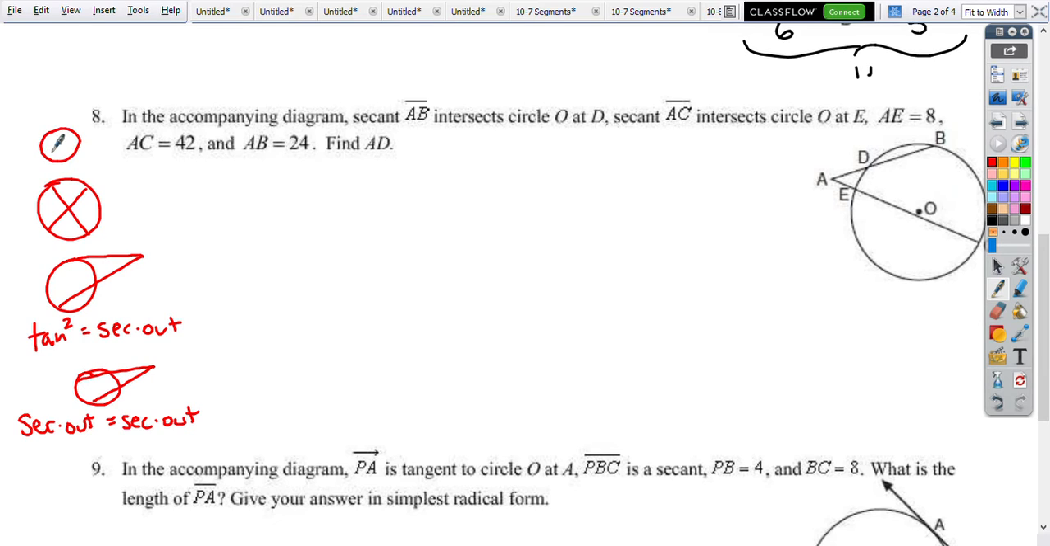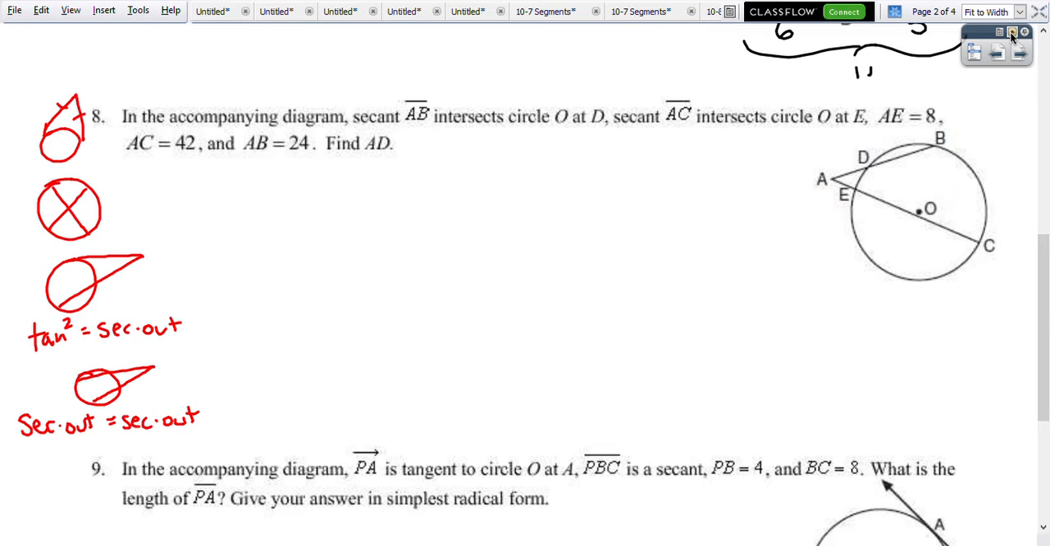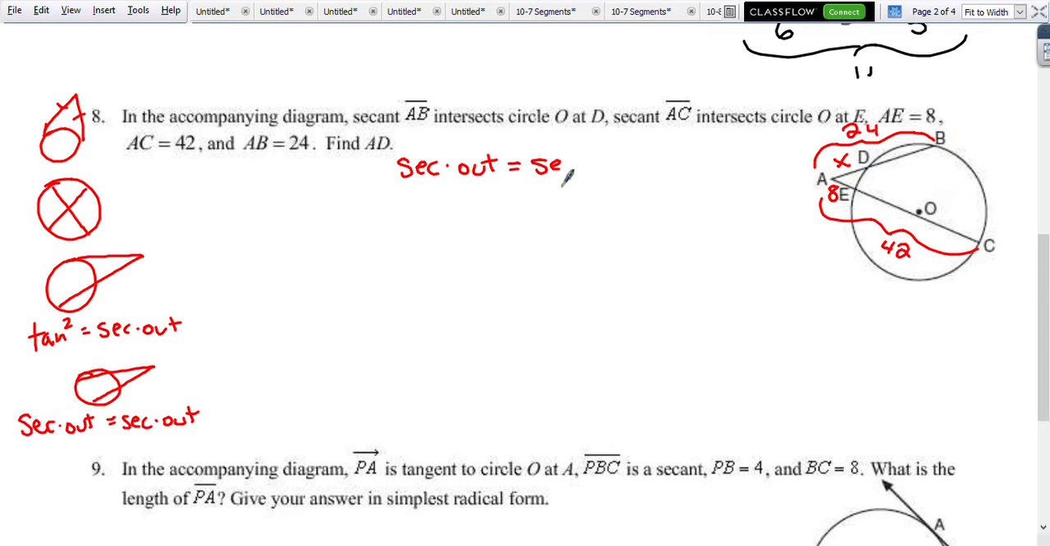The hat rule is the two tangent lines, and these are just equal. So just remember that. Those are the four setups. So look at the first one. It's this secant picture right here. So we know AD is what we're looking for. We know that AB is 24. We know AE is 8. And AC is 42. So if it's secant, like this one is, it's the secant times the outside is equal to the secant of the second line times the outside piece.